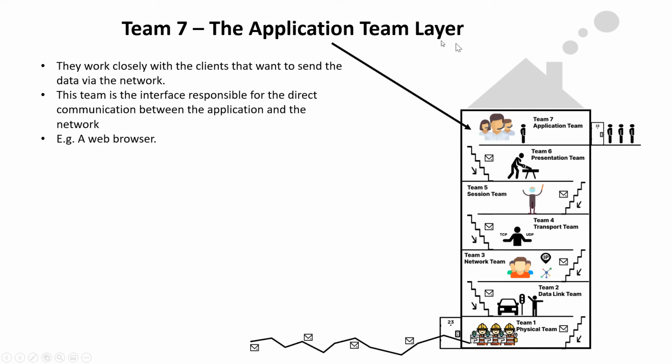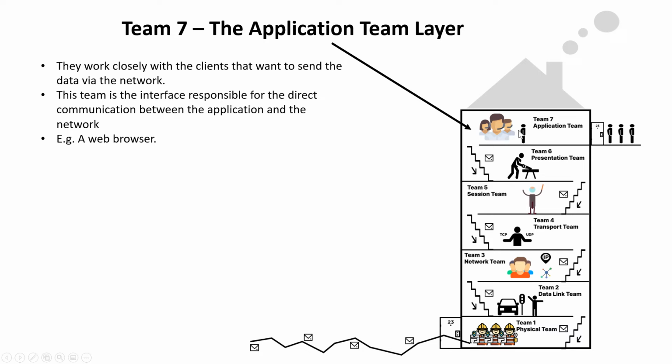So team 7, application layer. A client, say a browser, wants to, for example, send a GET request to a server that is in New York, and this client, say, is in London. So it needs to use a network to actually communicate with that server and to send that data, which is the GET request, to the server.